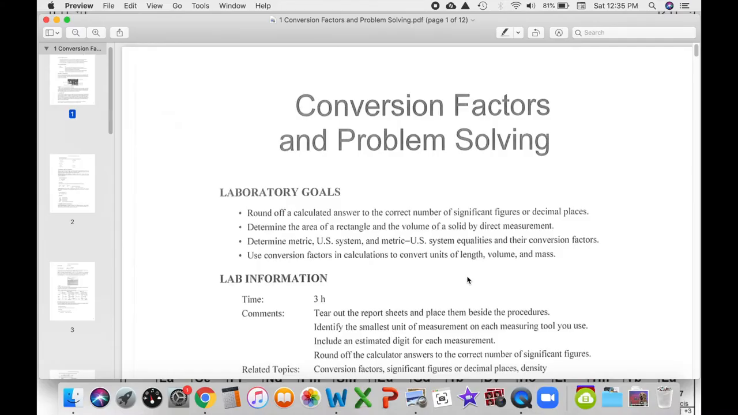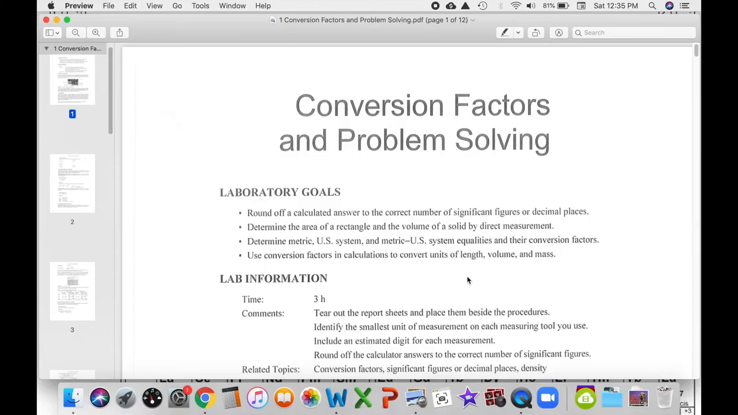In other words, how do we give our answers to a particular precision, or when our calculator spits out a whole bunch of decimal places, at what point do we cut off the number and write down that as our answer? Okay, so we're going to start off here.